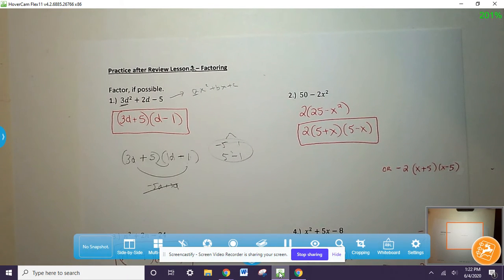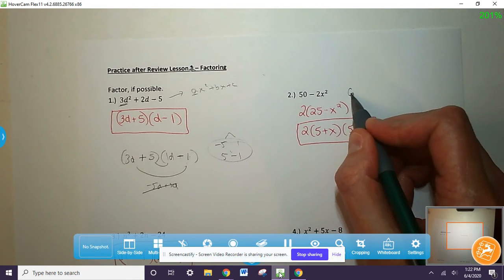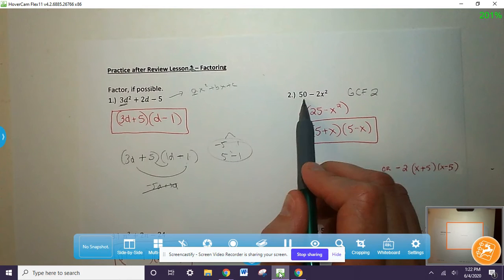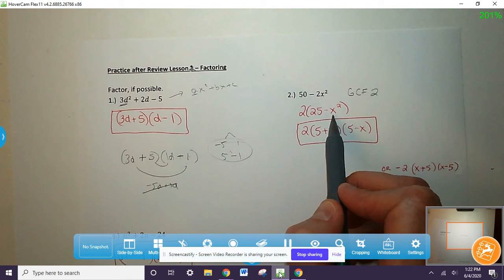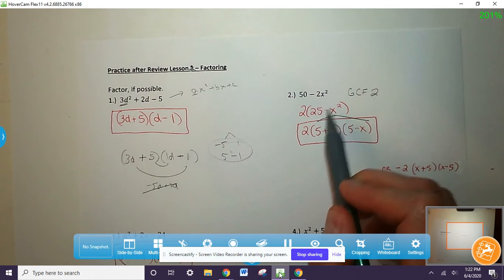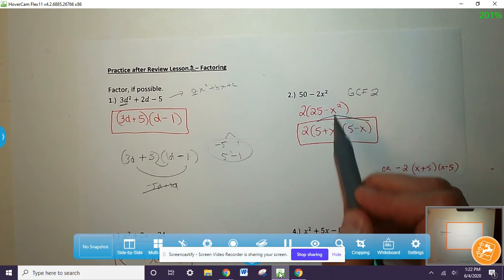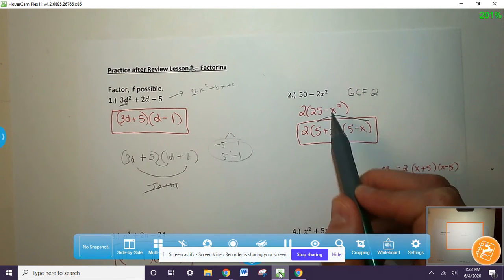For number 2, I threw in a GCF. These 2 terms have a GCF of 2. So if we factor a 2 out of here, we're left with 25. Factor a 2 out of here, we're left with minus x squared. And then this is a difference of 2 squares. There's no need to rearrange the terms. You can just take the square root of 25 to start both, take the square root of x squared to end both, make one a plus, make one a minus.